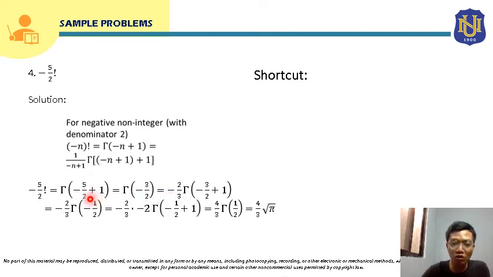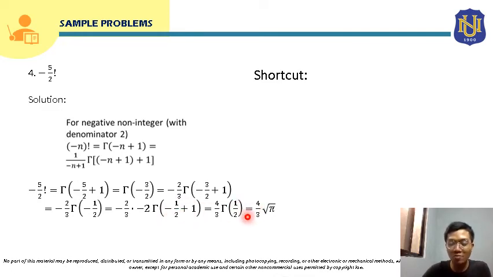So in this case, our new negative n plus 1 here is negative 1 half. So we will multiply this gamma function by the reciprocal of negative 1 half, which is negative 2. So we multiply it by negative 2. So we can simplify this. Negative 2/3 times negative 2 will become positive 4/3. And then negative 1 half plus 1 is actually 1 half.